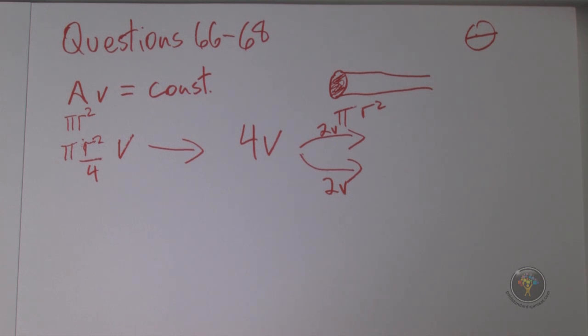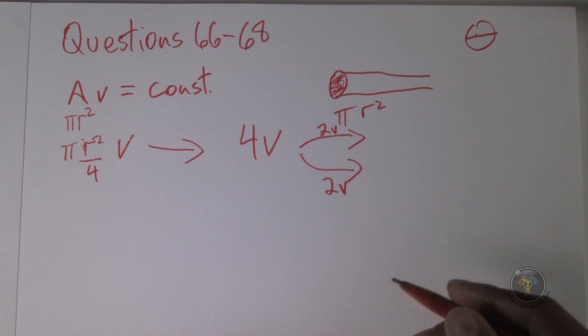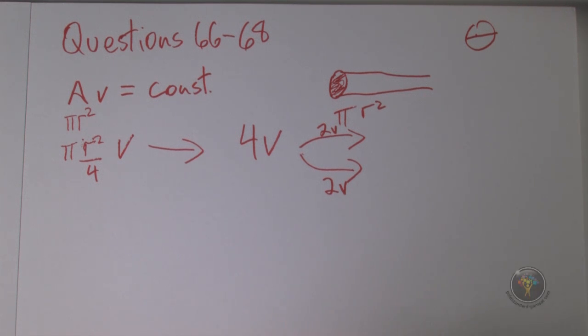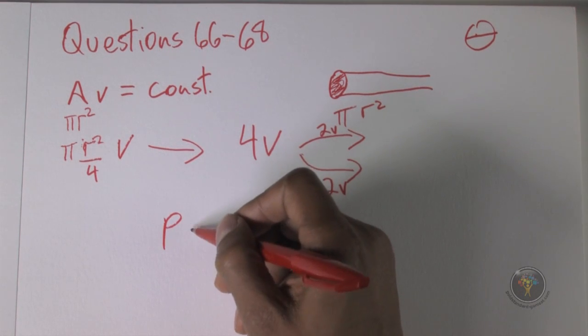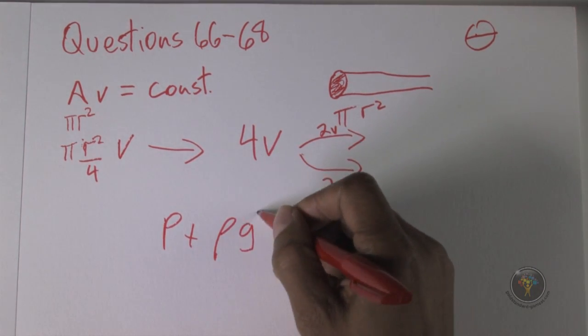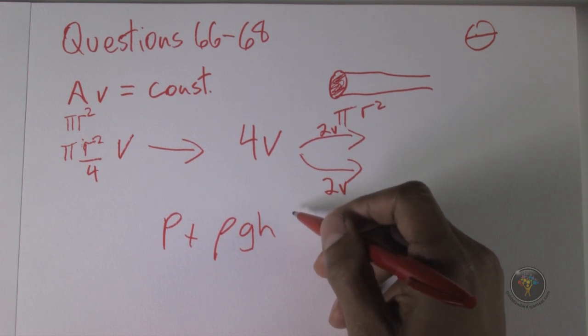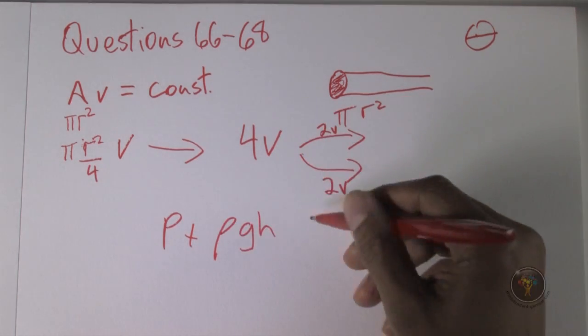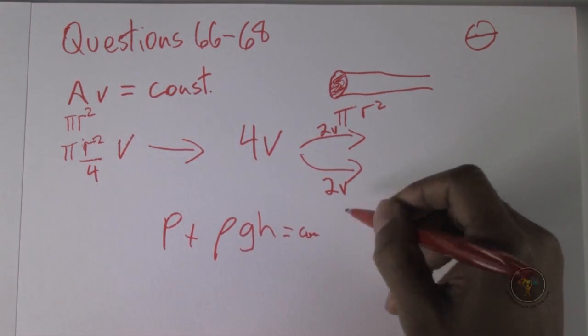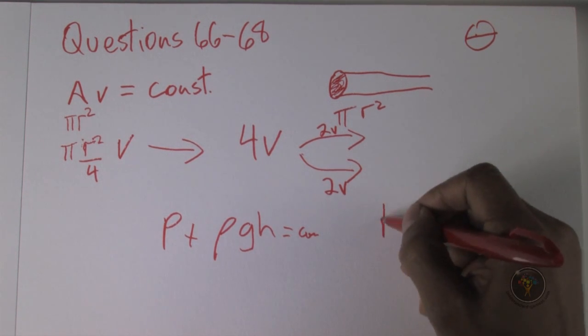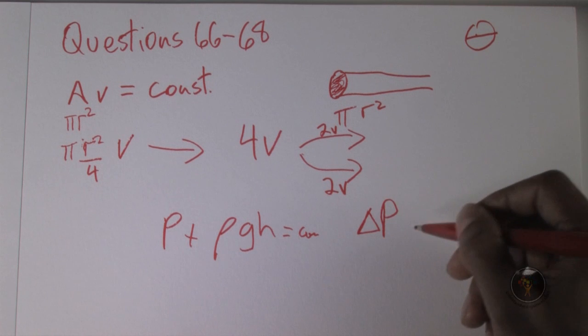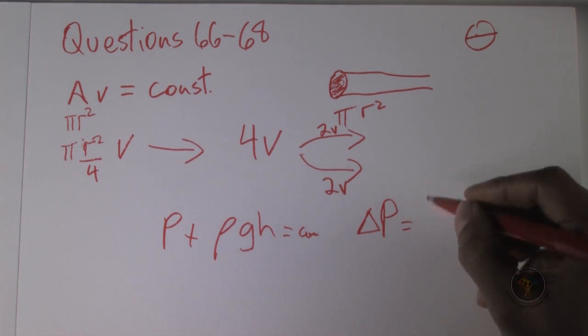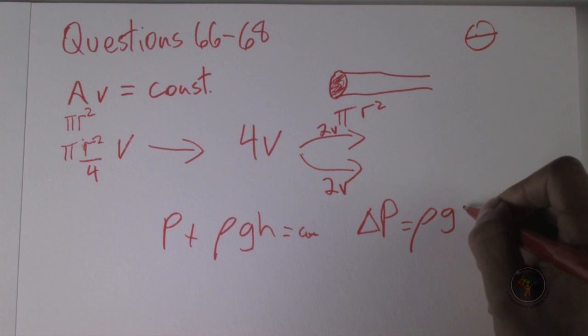Well, you may have known already the equation for the pressure, but if not, it was given to you that if the liquid is still, and we expect that the liquid is not really moving very much, then pressure plus rho g h is constant. A better way to use this equation is to talk about the change in pressure. This is an equation you can use for statics, which is rho g delta h.